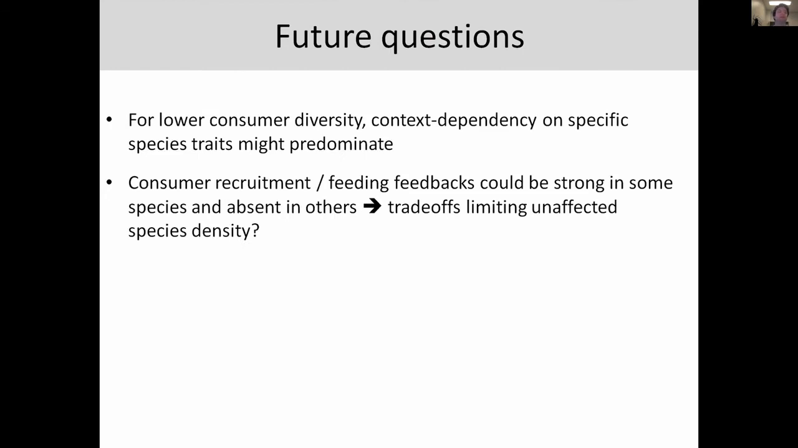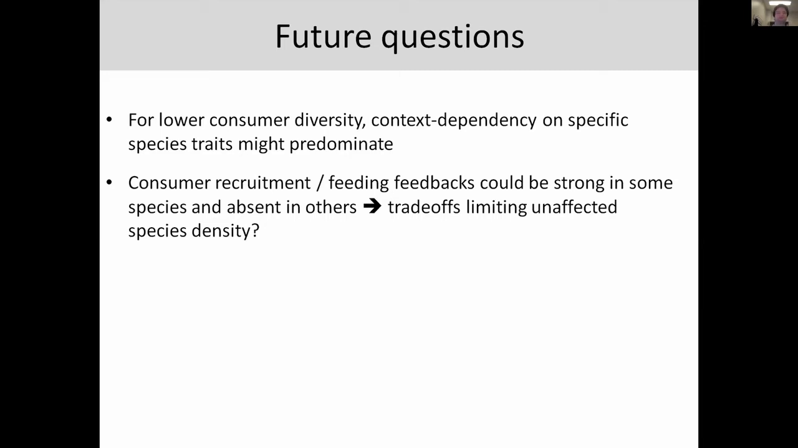So there's a couple of things this doesn't address yet. One thing is that, with the way we model this, the feedbacks affecting consumer feeding and recruitment basically affect all consumers, and how much they affect them varies over a uniform distribution. In reality, maybe that distribution is bimodal, so some consumers really strongly experience that feedback and other species not at all.